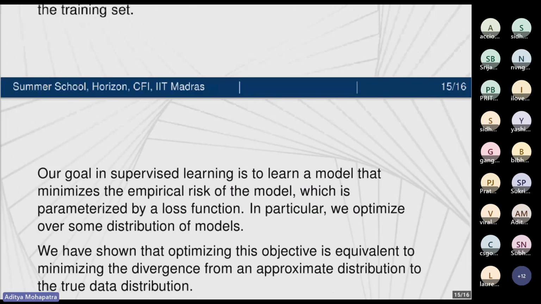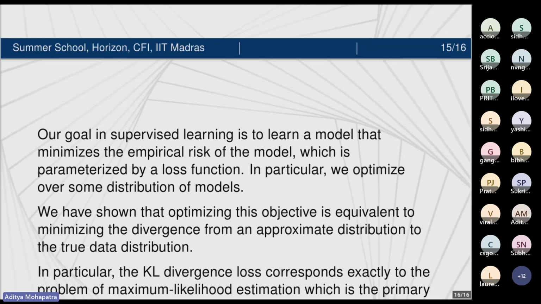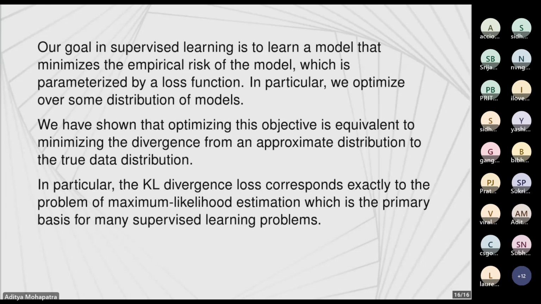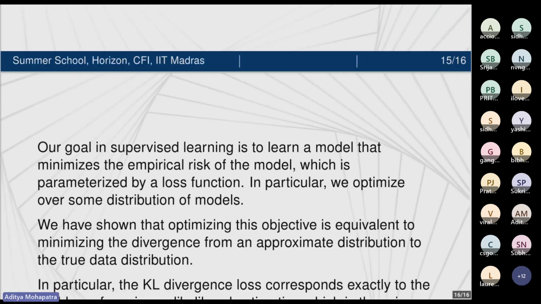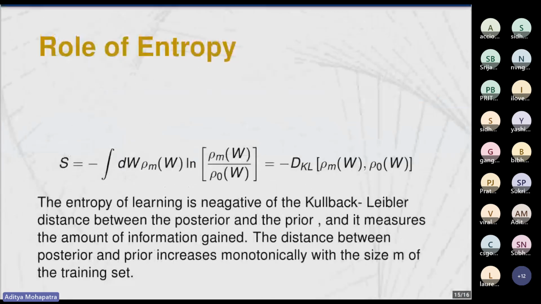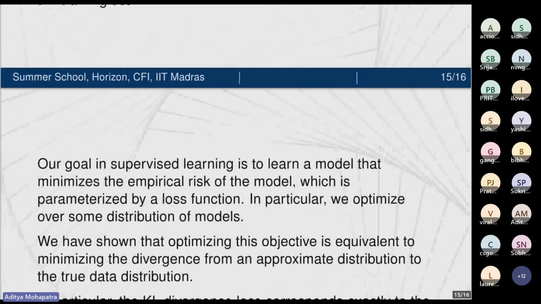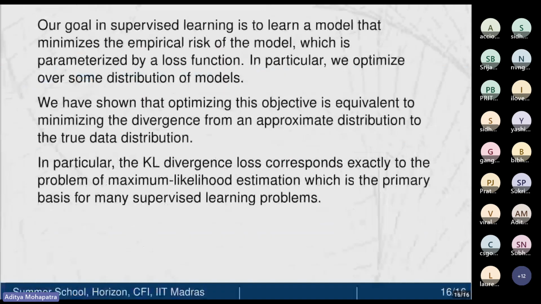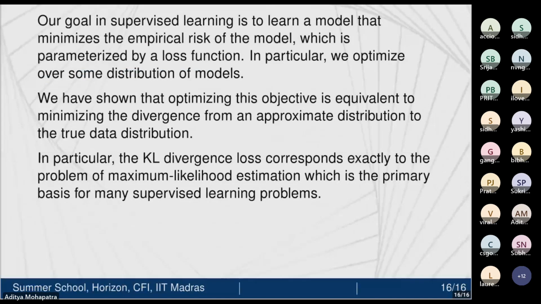And in this case, the approximate distribution is the posterior distribution rho M, and the true one is rho naught W. And as a measure of distance between these two, rho M and rho naught, I minimize them. That means we maximize the entropy and we gain more information so that we get a better model. And KL divergence is exactly the problem of maximum likelihood, which is the primary basis of many supervised learning problems.